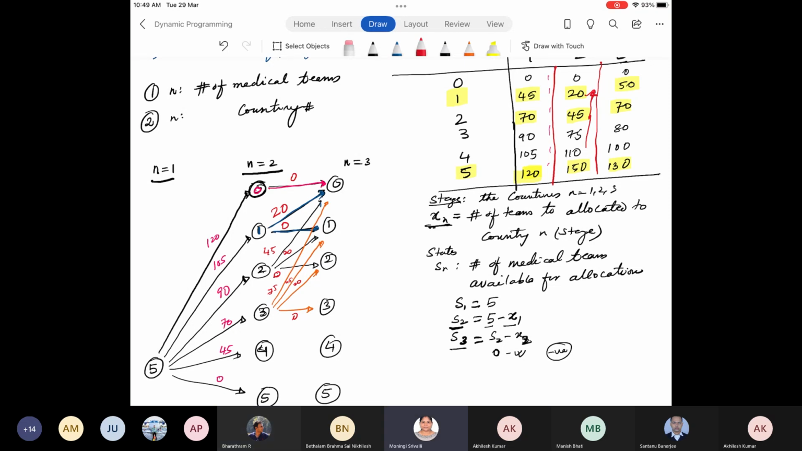Sir, how 1 to 0 is 20? Okay, in country 2, one team was left. One team is left, so if I'm making it 20, how many teams have I allocated to country 2? If it is becoming 0 in the next stage, and we had one medical team left, how many teams have I allocated?